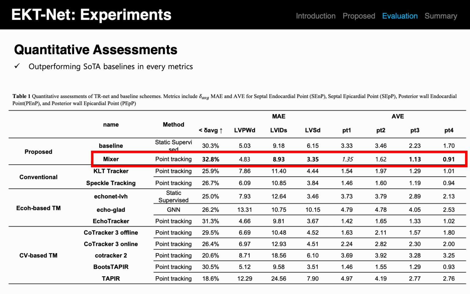This highlights an important insight. General point tracking models do not inherently capture the structure of cardiac motion. In contrast, our model incorporates anatomical context and echo-specific supervision, which explains the consistent performance improvement.